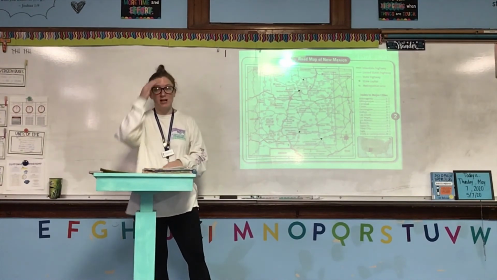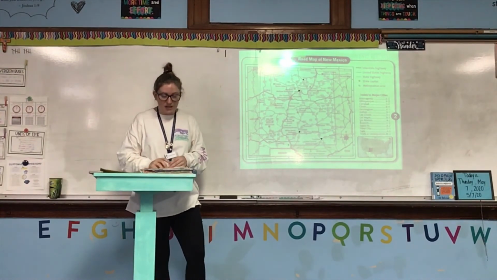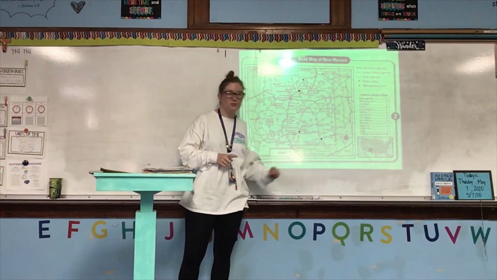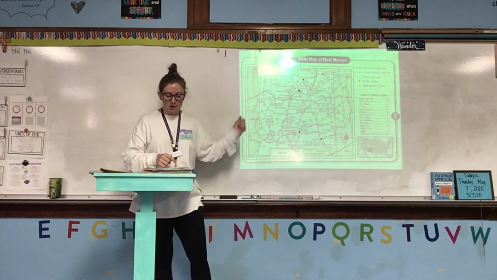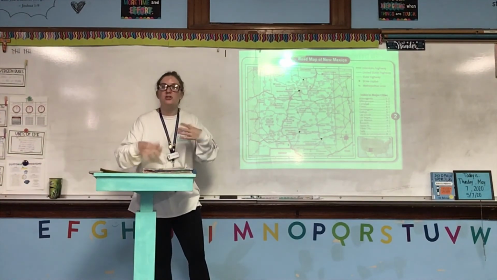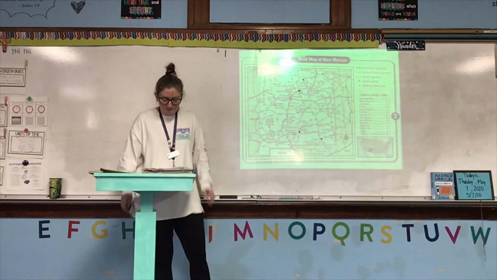So make sure you're not using the wrong side. That's why you need to make sure that you label the 0, the 50, and the 100 for the New Mexico, and the 0, the 25, and the 50 for the Grand Canyon. That way you're sure that you're using the right side.